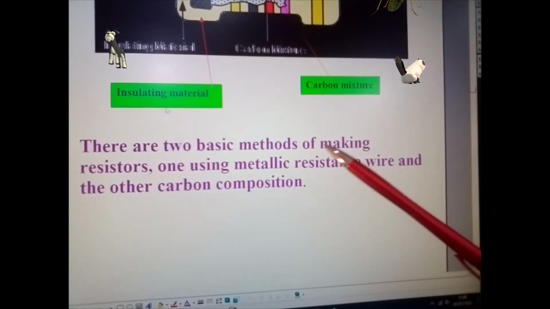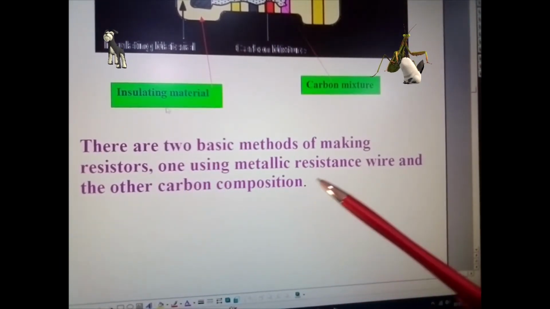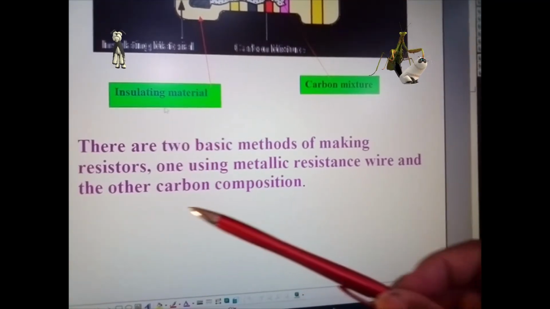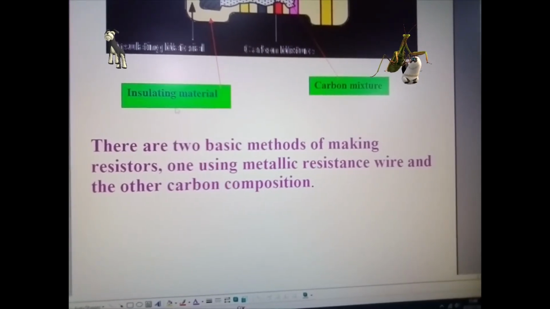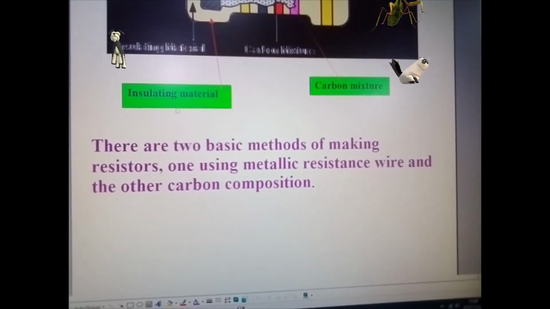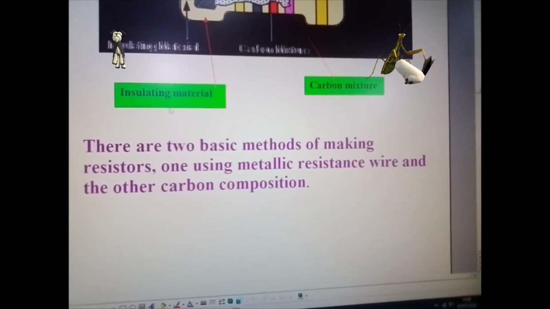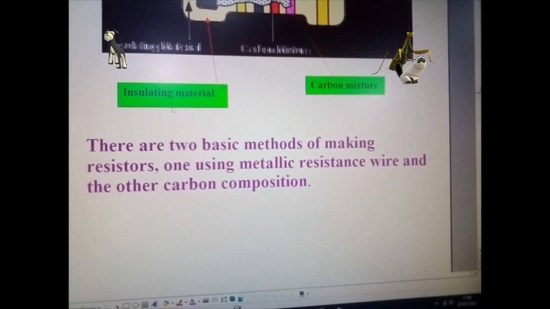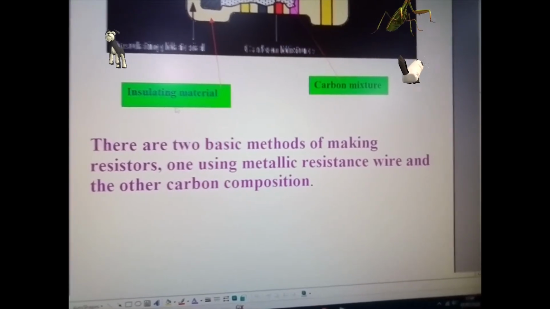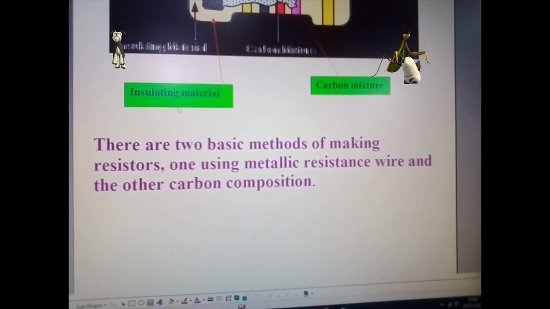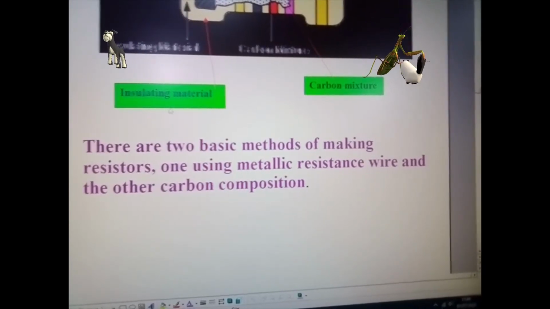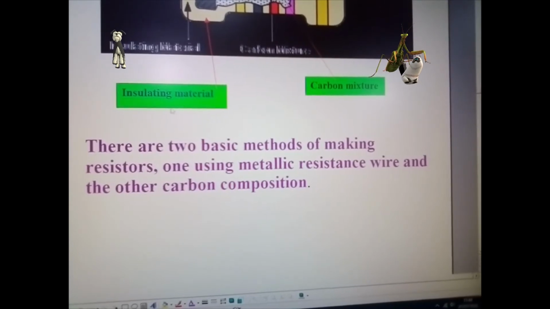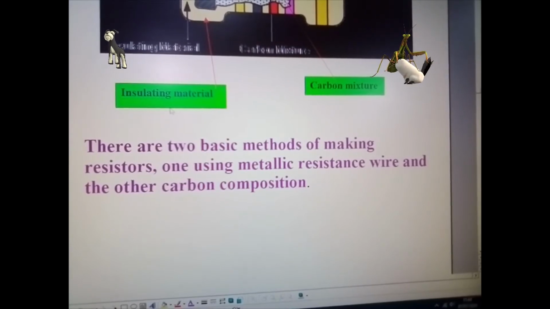There are two basic methods of making resistors, one using metallic resistance wire and the other carbon composition. Now, please be aware that there are probably other methods of making resistors now. But at the time, there were two basic ones that were applicable. Seeing that we have now moved into new technologies and found different materials, we can begin to make amendments to that. Okay? Be aware of that, and that it is not limited just to two.